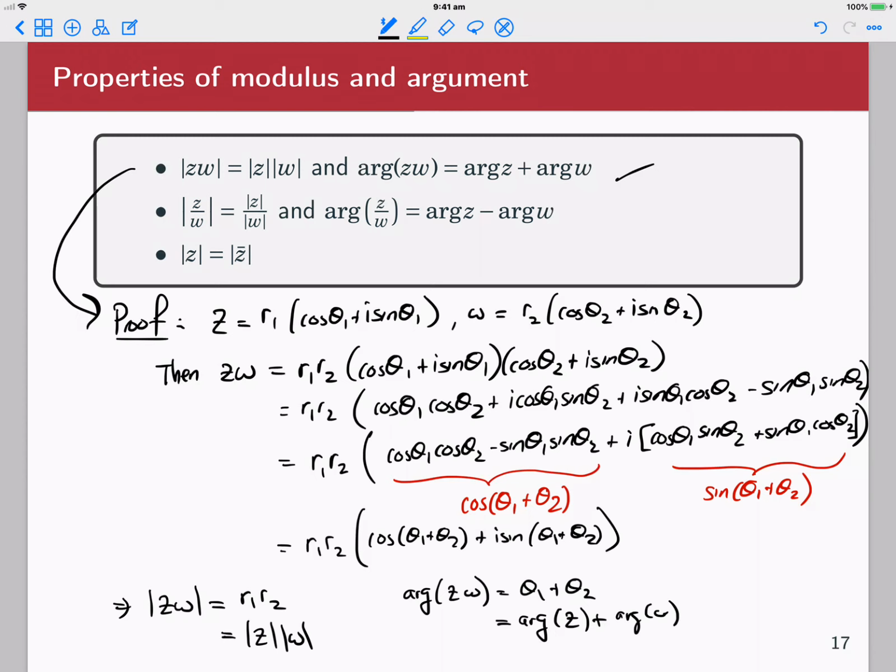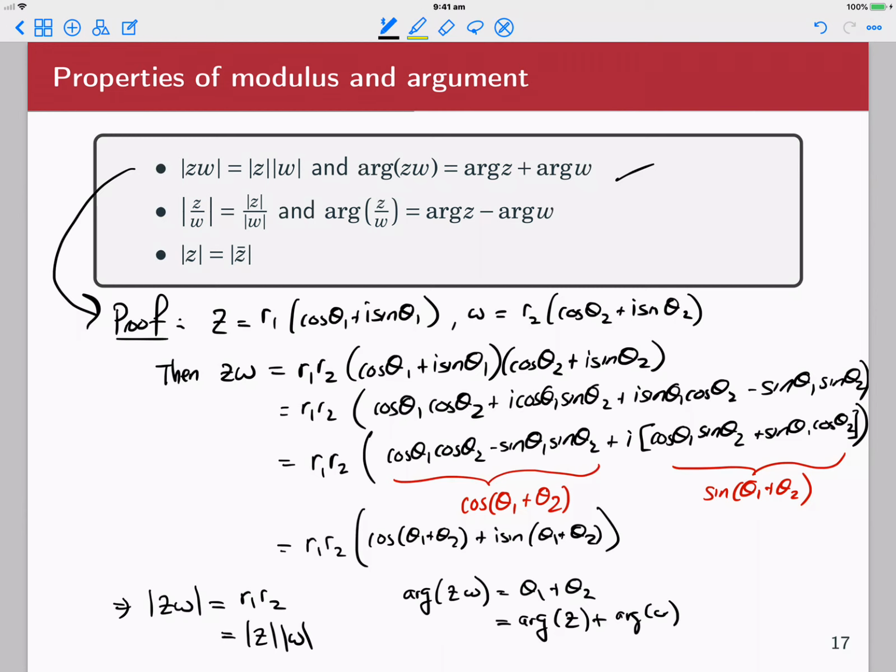So the second dot point is similar, and I suggest you try to prove it yourself. It's basically saying when you divide two complex numbers, you divide their modulus and you subtract their argument. Okay, the third one is an important property as well, and that one's very straightforward to see.